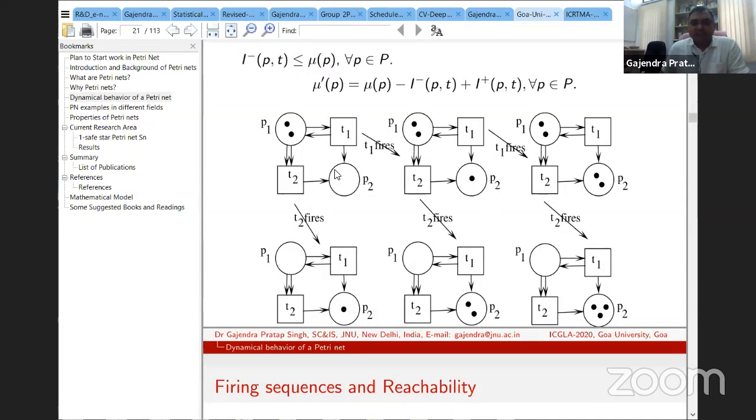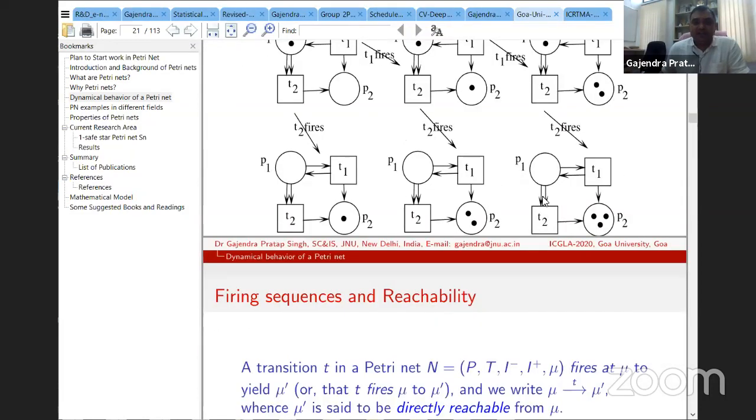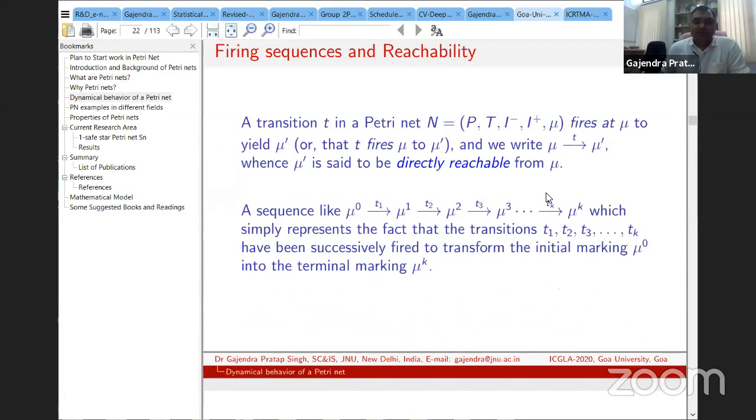And for this state, if we talk about the firing sequences, if you fire T1, T1, T2, we can also find the firing sequences here like this. So this is what I have already explained, the firing sequence.